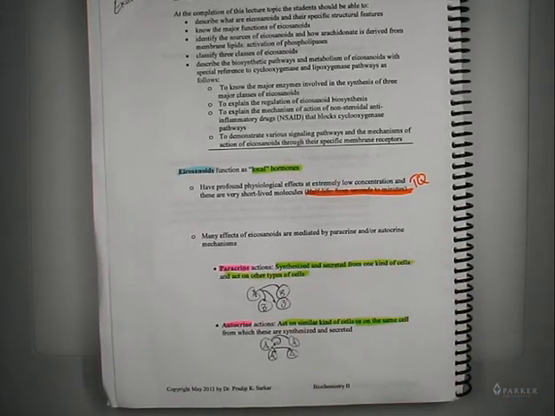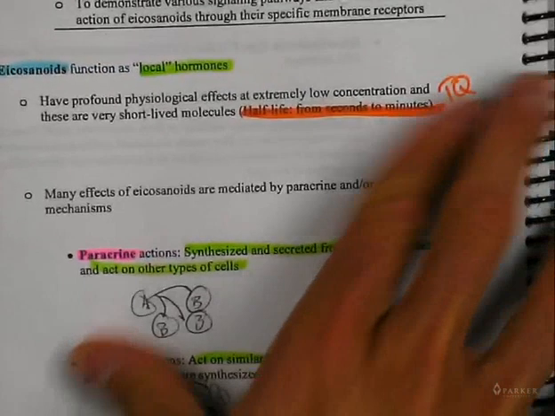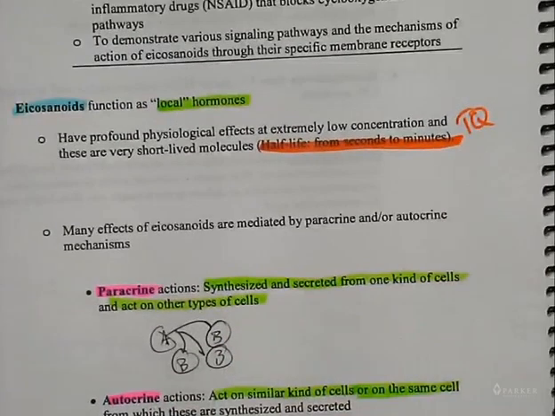So we're going to be starting on Chapter 5. There is no handout for Chapter 5, so please don't go looking for it. What we're dealing with in this chapter is eicosanoids.